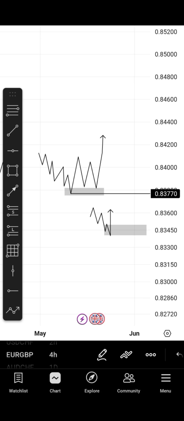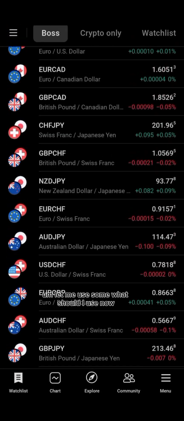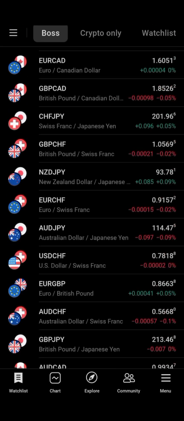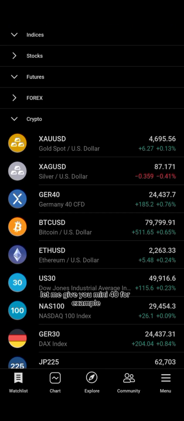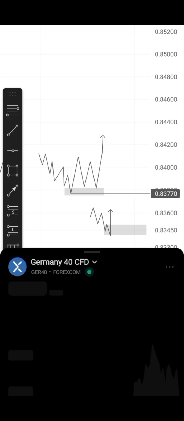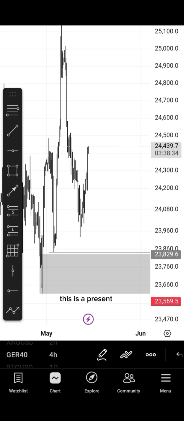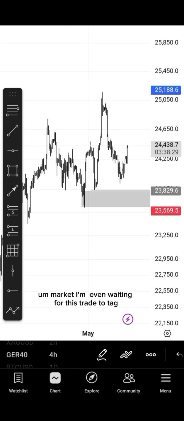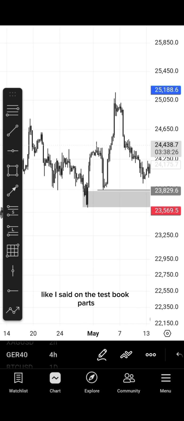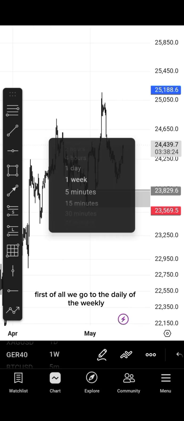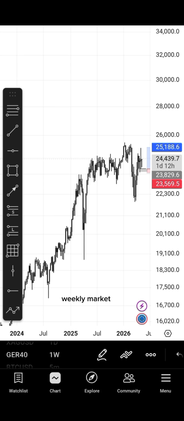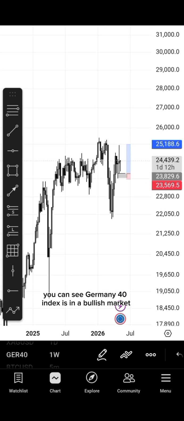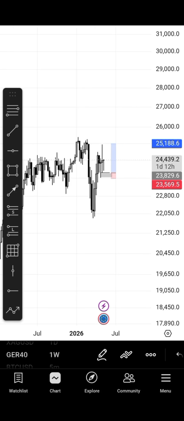Okay. What should I use now? Okay, let's use Gemini 40, for example. This is the present market. I'm even waiting for this trade to tag. Like I said, on the textbook parts, first of all, we go to the daily or the weekly. On the weekly market, you can see Gemini 40 indices is in a bullish market, or is buying rather.